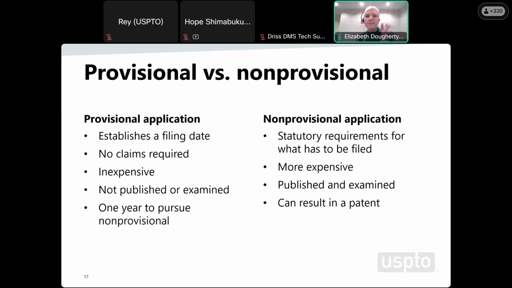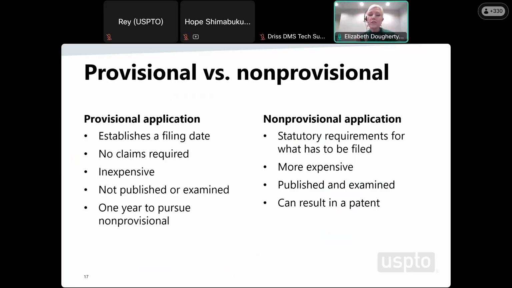So how does that differ from the non-provisional? Well, the provisional patent application does establish a filing date. You are placing something on file with the US Patent and Trademark Office. No claims are required. As you know, when filing that non-provisional, the claims are the name of the game. That is what sets forth the metes and bounds of your invention, but they are not required in the provisional patent application.